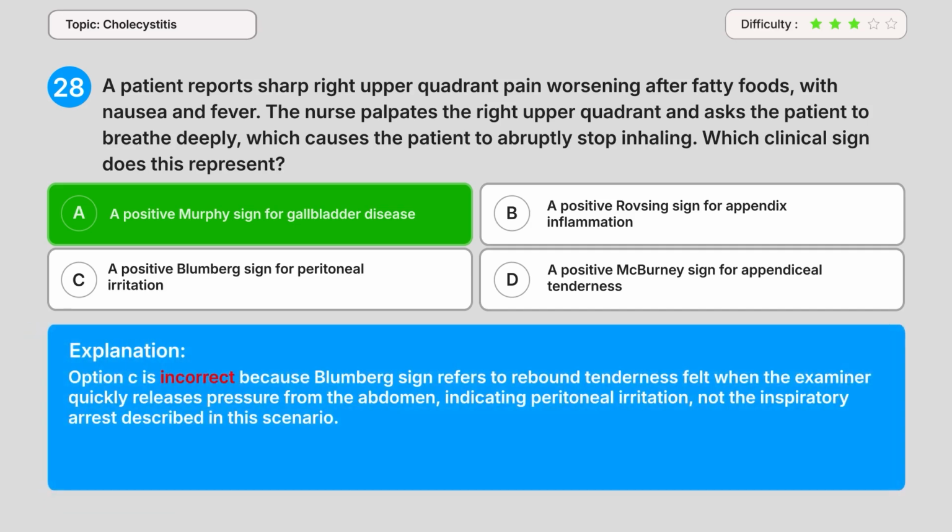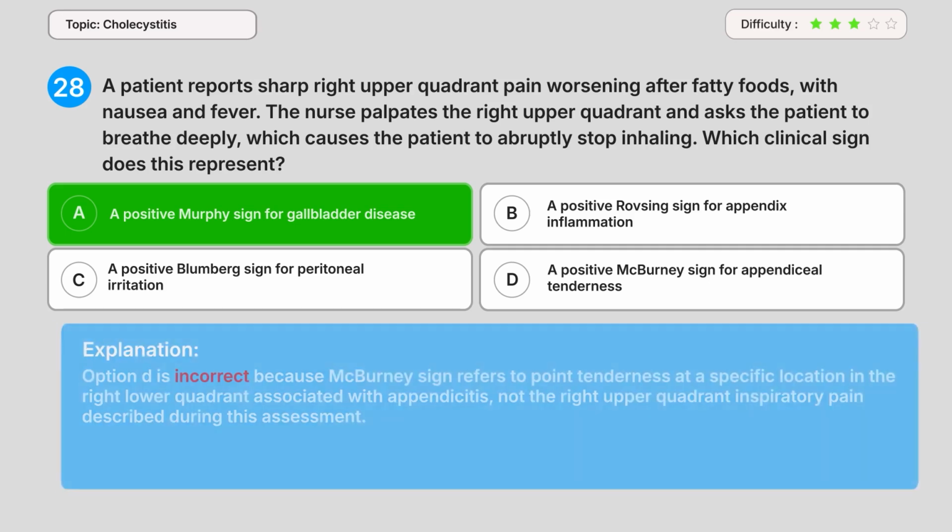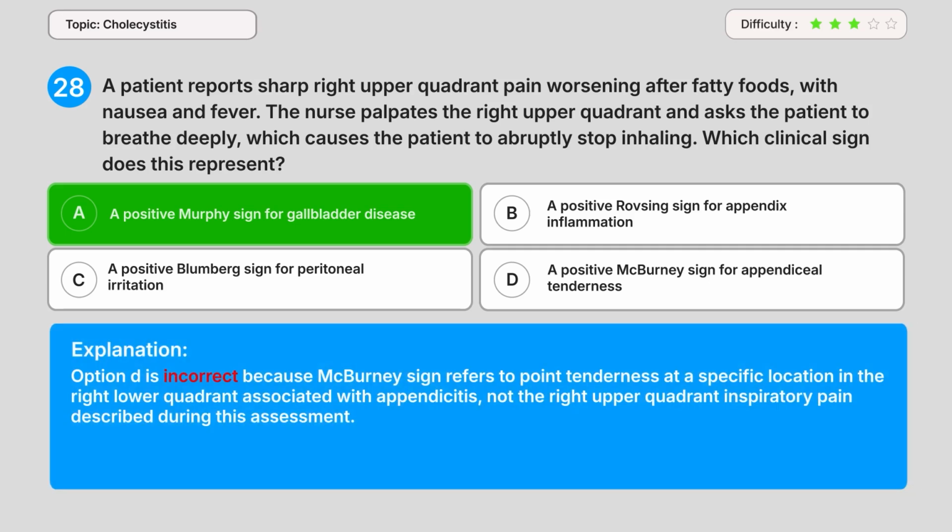Option C is incorrect because Blumberg sign refers to rebound tenderness felt when the examiner quickly releases pressure from the abdomen, indicating peritoneal irritation, not the inspiratory arrest described in this scenario. Option D is incorrect because McBurney sign refers to point tenderness at a specific location in the right lower quadrant associated with appendicitis, not the right upper quadrant inspiratory pain described during this assessment.